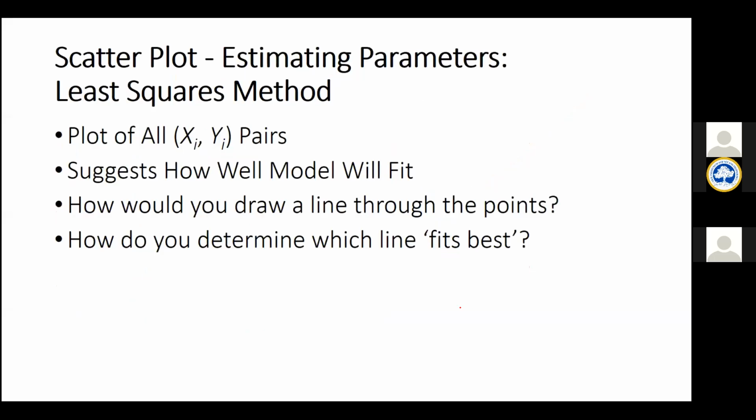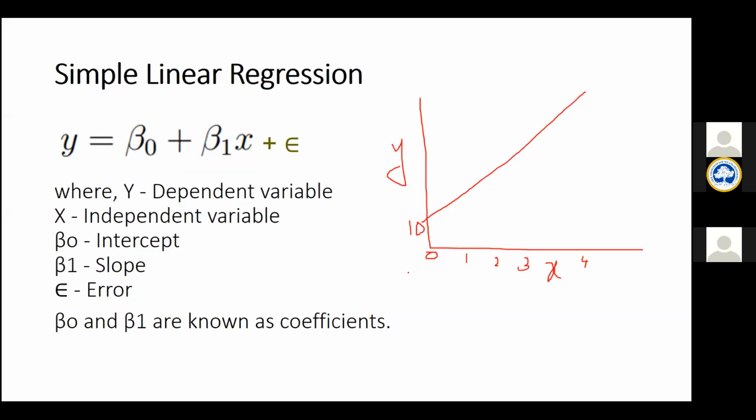In this, you see, this is called the beta naught. Where exactly the curve intercepts the y-axis, that is called the beta naught. Then what exactly is beta 1?